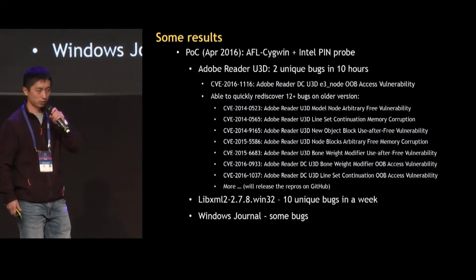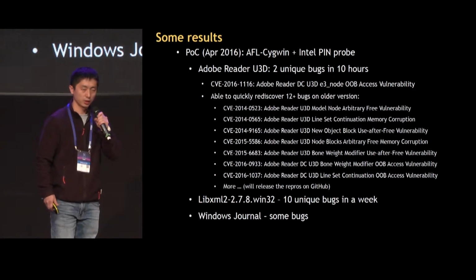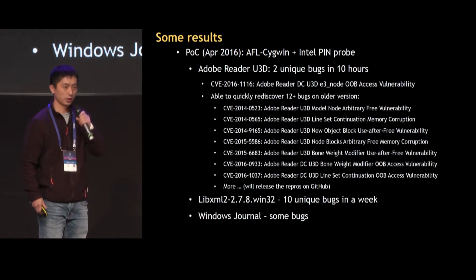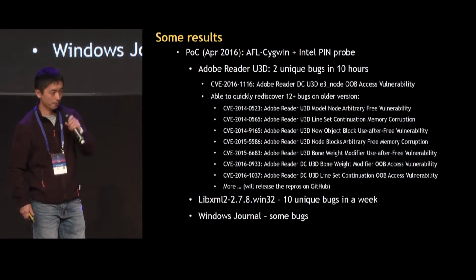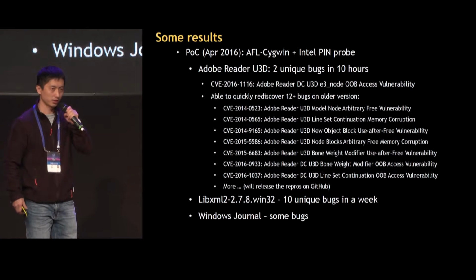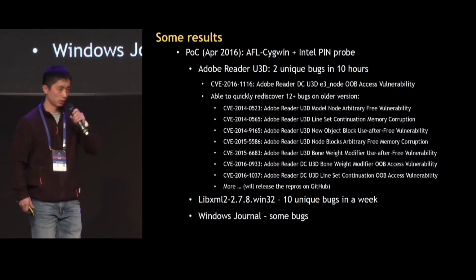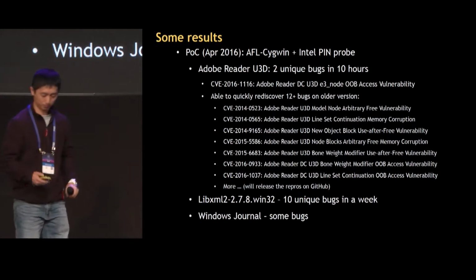We also tested on libxml2. This is a Windows port, an earlier version. We ran 4 instances of the fuzzer, and it found 10 unique bugs in 1 week. Of course, those are also old, obsolete bugs. We also found some bugs in Windows Journal, and this product is also obsolete. But this is just an example that this tooling is working. To find new bugs, we need something else to fuzz.